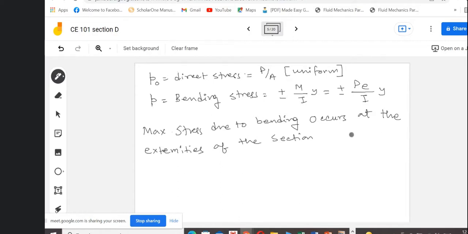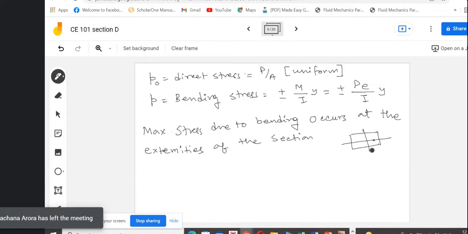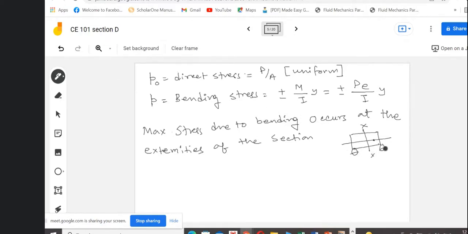So if this is our section and this is the neutral axis, so here and here, these two are the extremities. So in these two cases, the stresses due to the bending will be maximum.